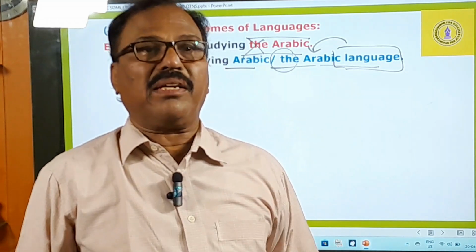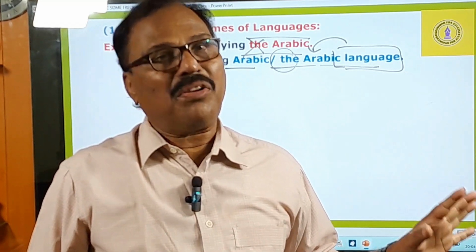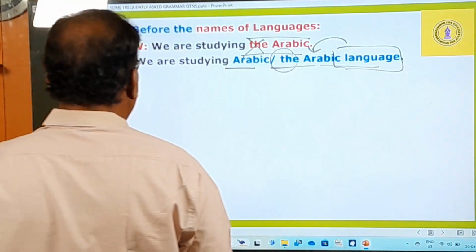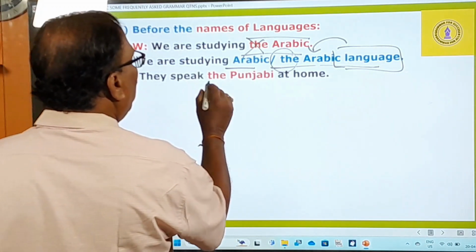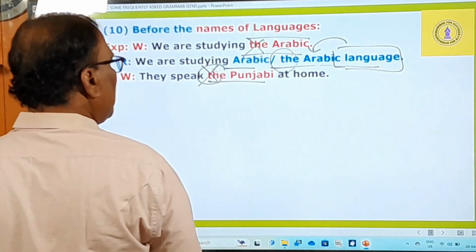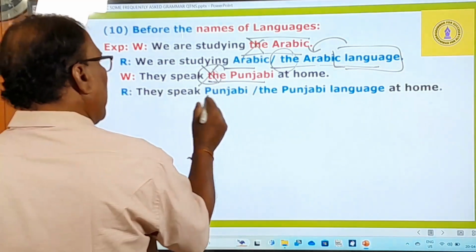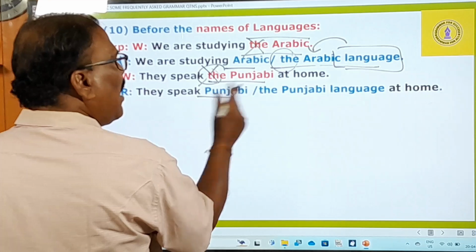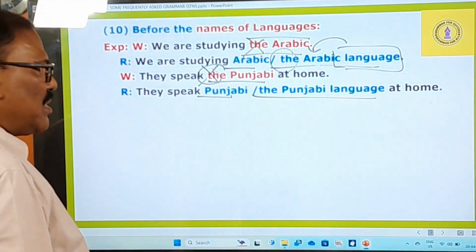But simply saying "I am learning the English" is wrong. Are you following me? Right. So one more example: "They speak the Punjabi at home." See, Punjabi is the name of a language, but using the before it is not the right usage. You can say "They speak Punjabi," dropping the article, and you can also say "the Punjabi language."